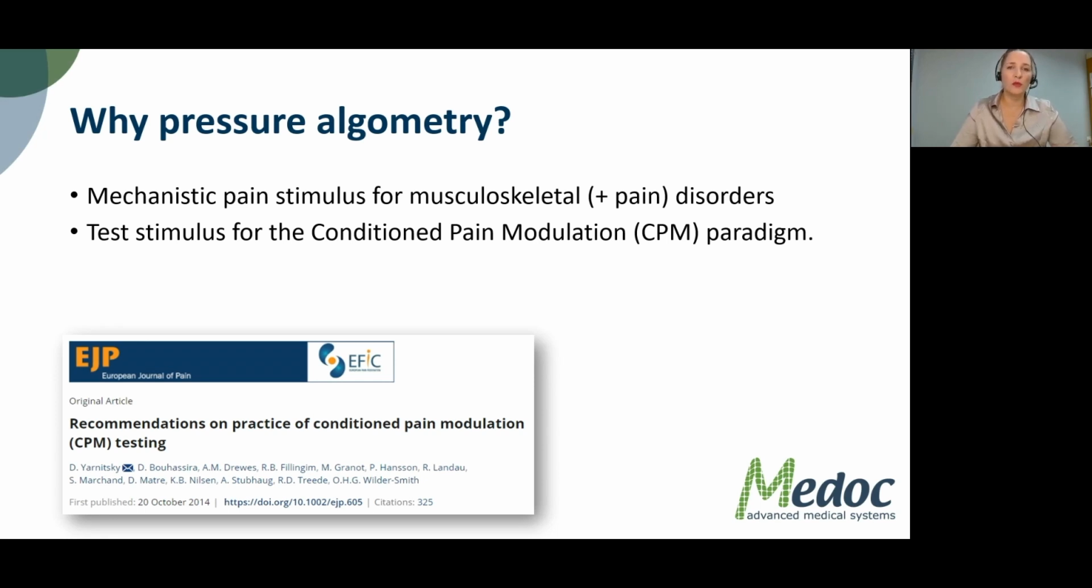So in CPM, when we do test CPM, we usually give a painful stimulus, for instance, pressure algometry. Then there is a pause. Then we introduce another painful stimulus to another remote body site, for instance, putting the foot in a cold bath, and then during that the foot is placed in the cold bath, or right after, we give the same exact stimulus that we gave before.